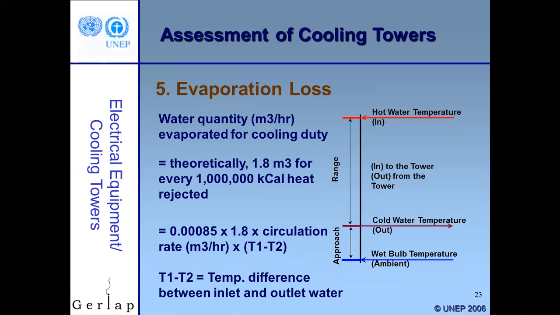If you're working in metric, you put in your circulation rate in cubic meters per hour and your temperature difference in degrees C, and then you can calculate that. I don't have that, but I've got another presentation that we'll go through that I think has this in US units. Anyway, if we know how much heat we're rejecting, we can pretty well calculate the amount of evaporation loss it's going to take to do that.